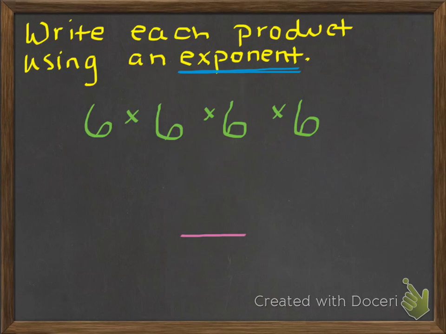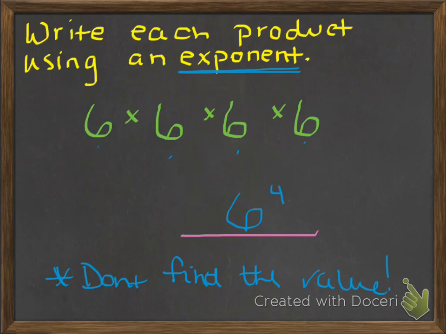For these types of problems, I'm going to draw my answer line right here. You're going to look at what the base is. In this problem, the base is 6, so we're going to say 6. Then you need to look at how many 6s you have: 1, 2, 3, 4. So the answer for this problem is going to be 6 to the 4th power. And it's that simple. Don't work it out. Don't find the value. I'm going to make a little note here about that, and again, if I make a note, you make a note. So be sure to pause the video and make sure you have everything here.